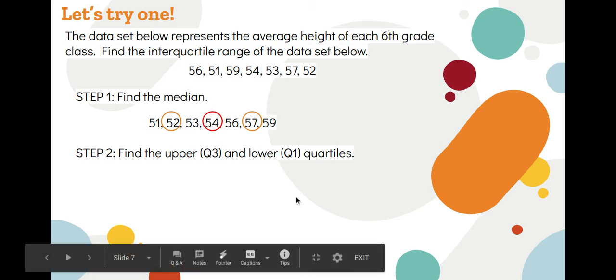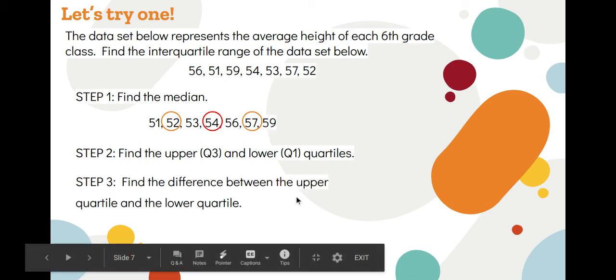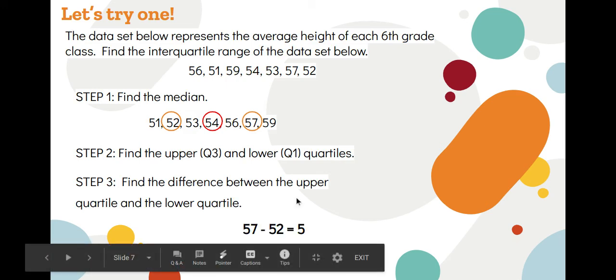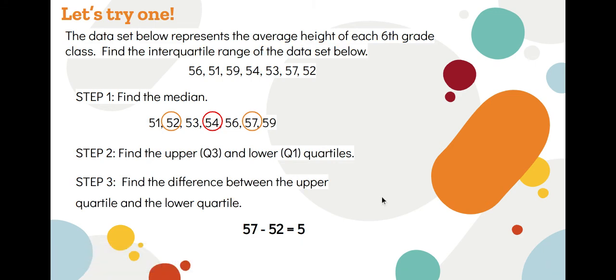Okay, and then our last step is to go ahead and find the difference between those two. We just need to subtract 57 and 52, and we get 5. So our IQR is 5 in this case.